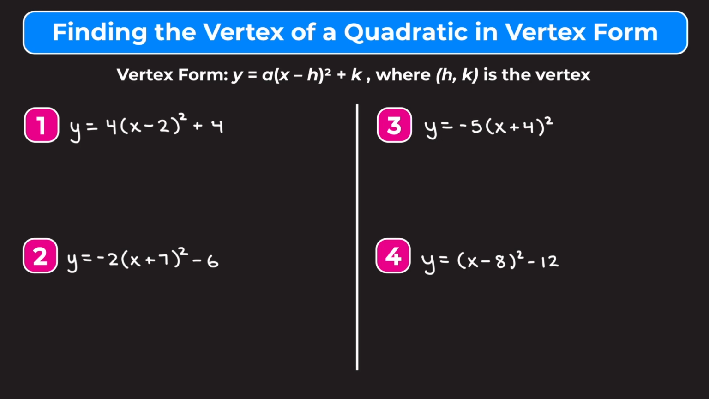So luckily, it's very easy to find the vertex when an equation is written in vertex form, which is why the equation is called vertex form, because it's very easy to pull out the vertex. So let's jump into example 1.